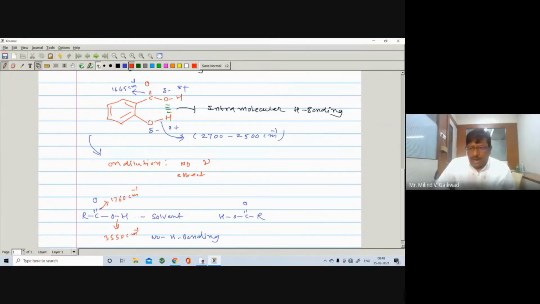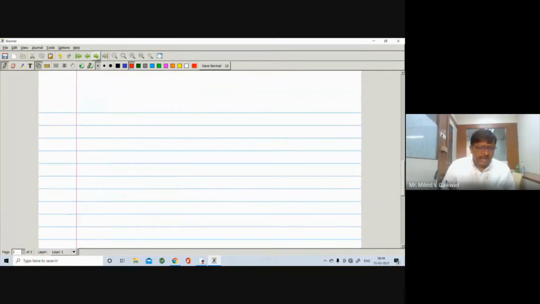Such type of hydrogen bonding will be present in different compounds. For example, there is hydrogen bonding in alcohol, ROH. Here is O, here is R. Again there is such type of hydrogen bonding, because there is a partial negative and partial positive charge. So there is intermolecular hydrogen bonding in alcohol.